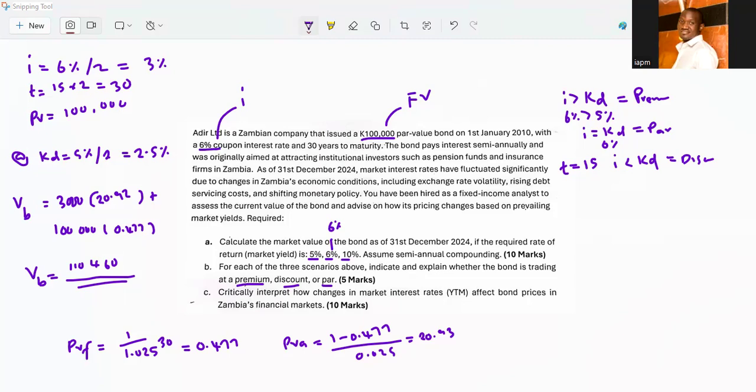Then the last part of the question is asking to critically interpret how changes in the market interest rates, which are the YTM, will affect bond prices in Zambia's financial markets. So there's an inverse relationship between bond prices and the interest rates, generally. That inverse relationship can be epitomized by this curve.